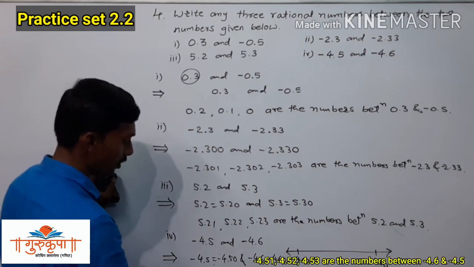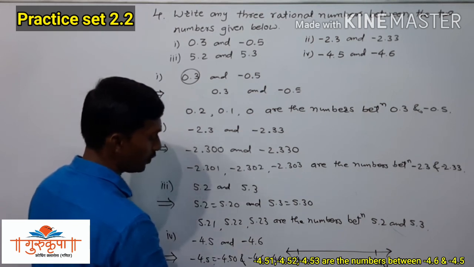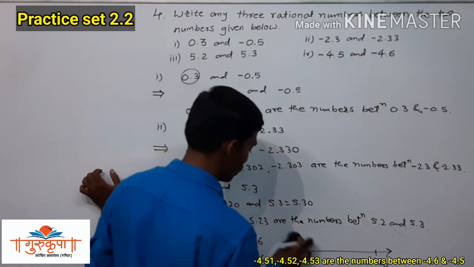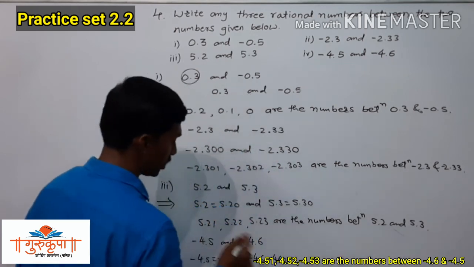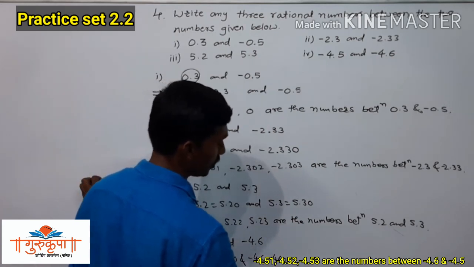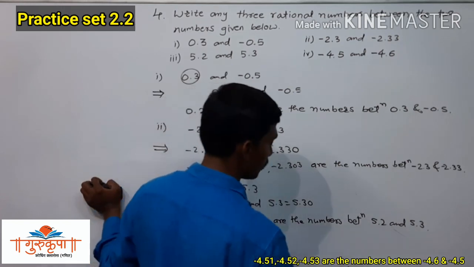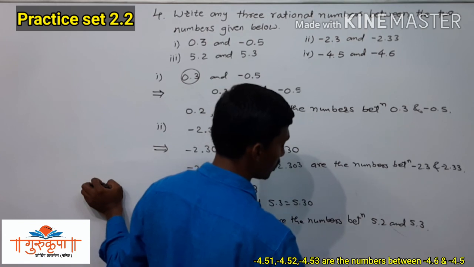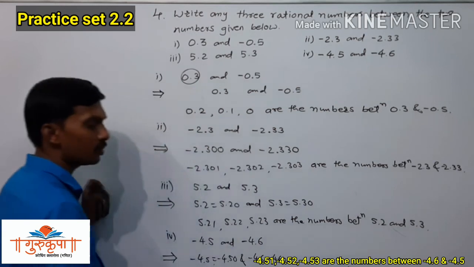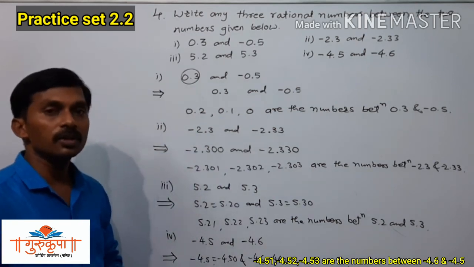So you can easily write the three rational numbers between the given two rational numbers, and those numbers are minus 4.51, minus 4.52, minus 4.53. These are the three numbers between minus 4.6 and minus 4.5. So this is all about example number 4.